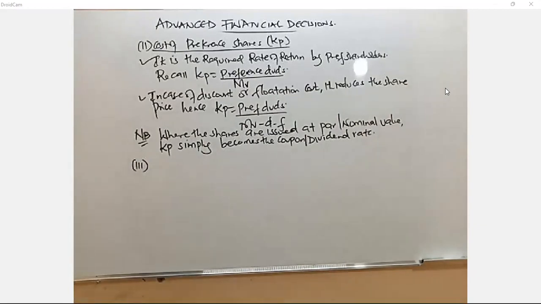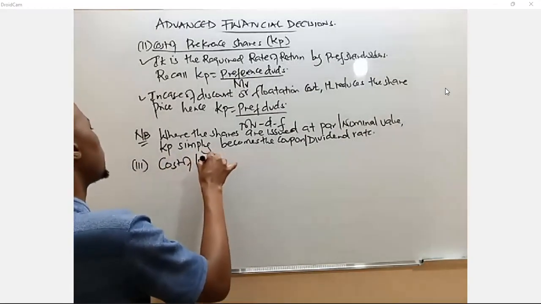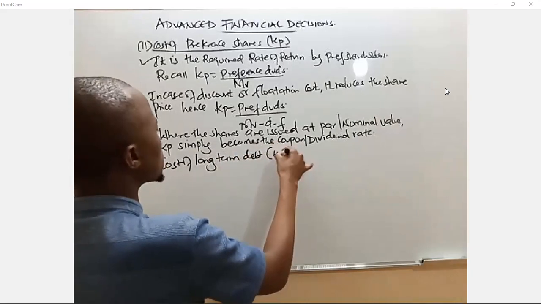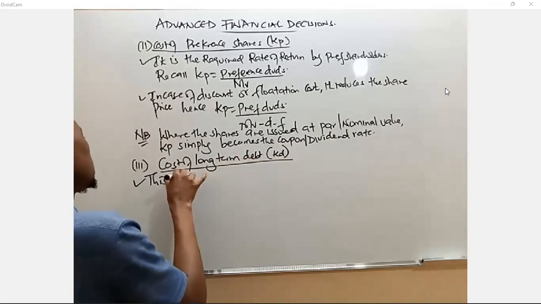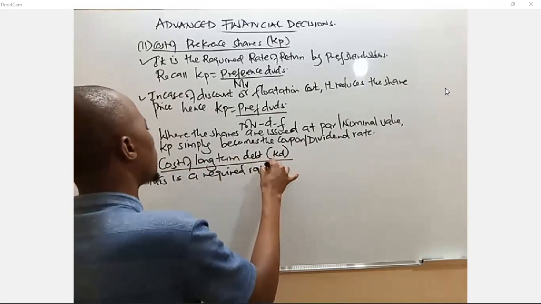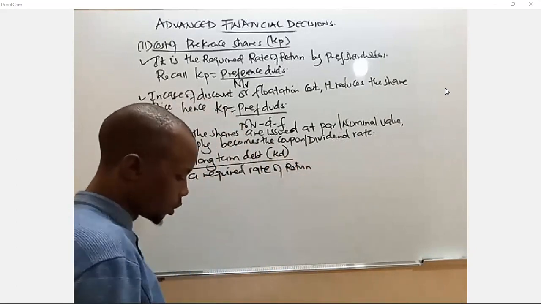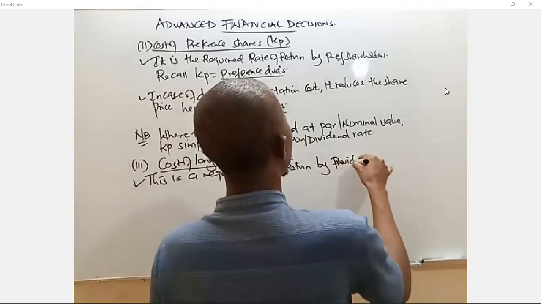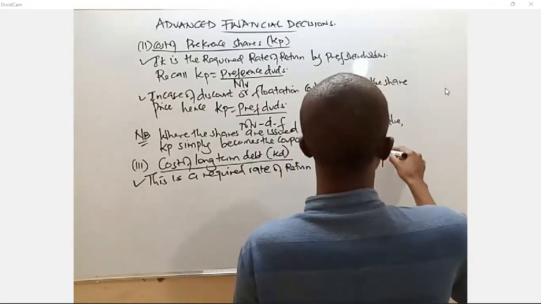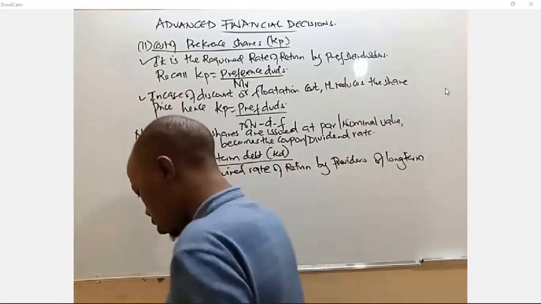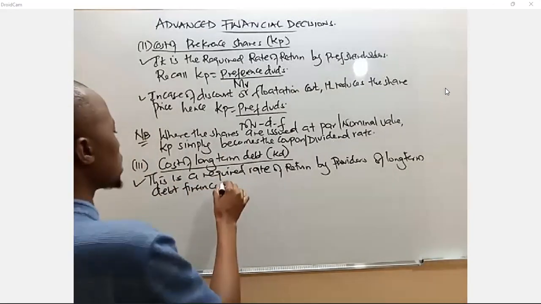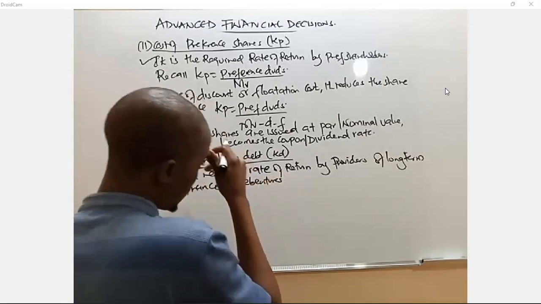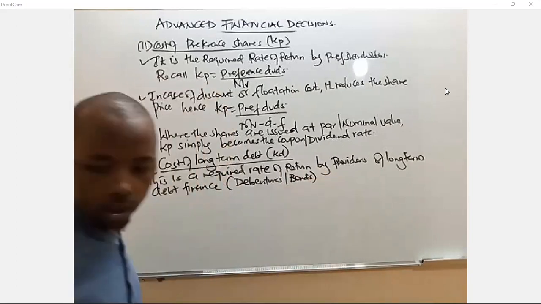Number three, we are discussing the cost of long-term debts. In this case, we are discussing KD, the required rate of return of long-term debt finance. We are discussing things like debentures, stock and bonds.